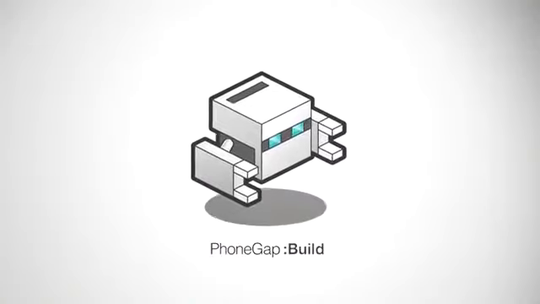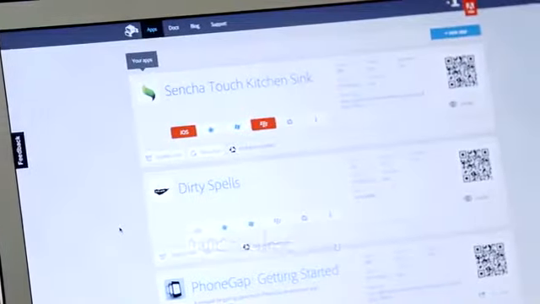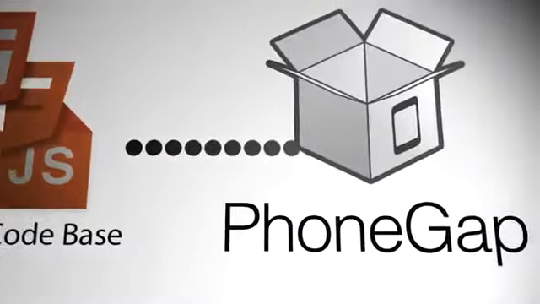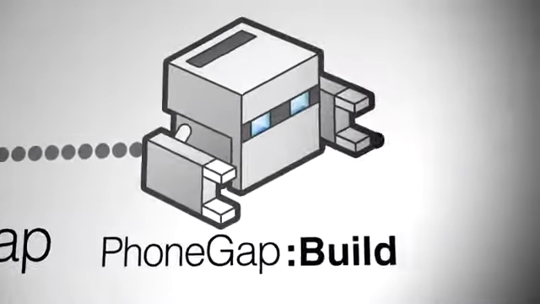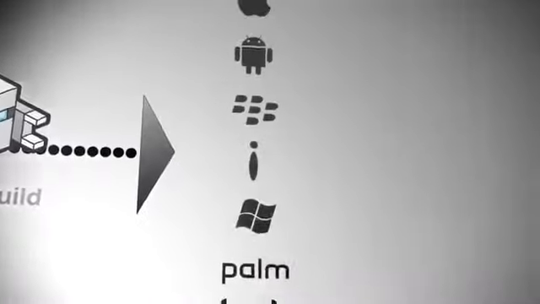PhoneGap Build is a cloud-based service that lets you compile and do a lot of the development with PhoneGap. You upload it to our servers where we actually do the build process for you. You don't have to go and download all these different SDKs and toolkits to get set up to build with PhoneGap. We take care of all that for you.